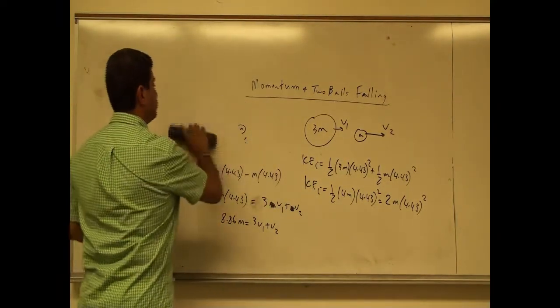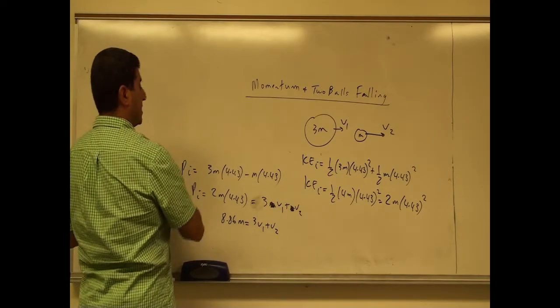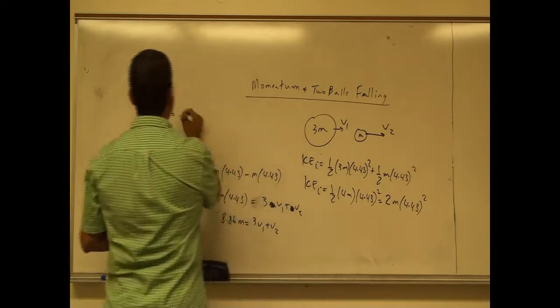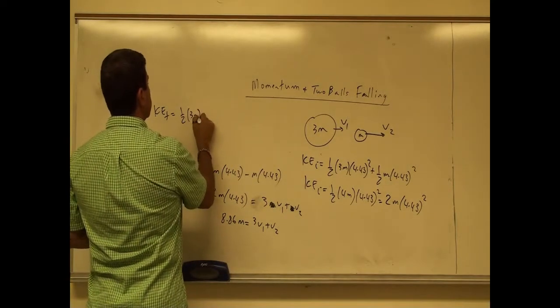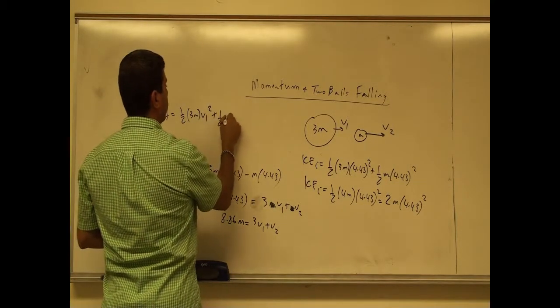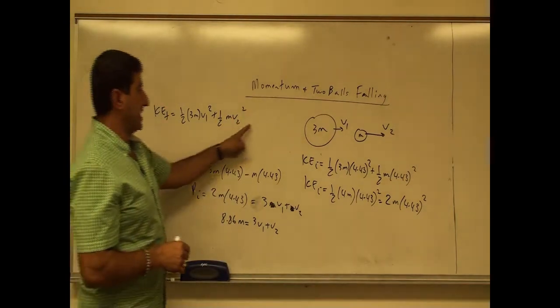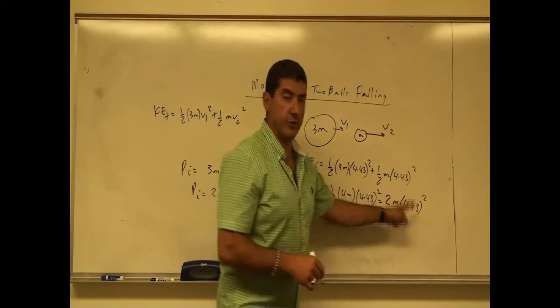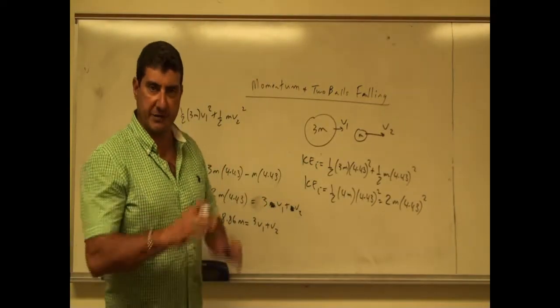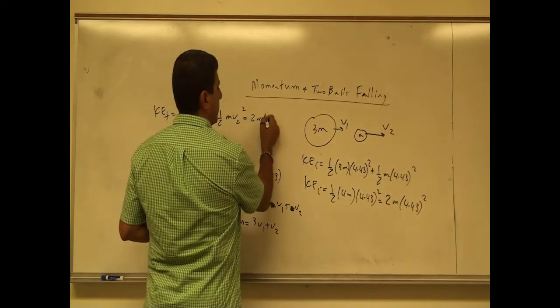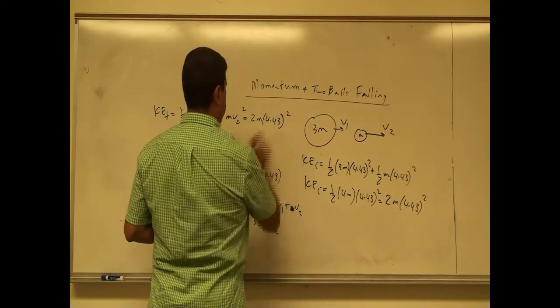Okay, now let's calculate the final kinetic energy of the system. Kinetic energy final. So I have 1/2 3m v1 squared plus 1/2 m v2 squared, and I'm going to set that equal to 2m times 4.43 squared, because I'm assuming perfect kinetic energy conservation.